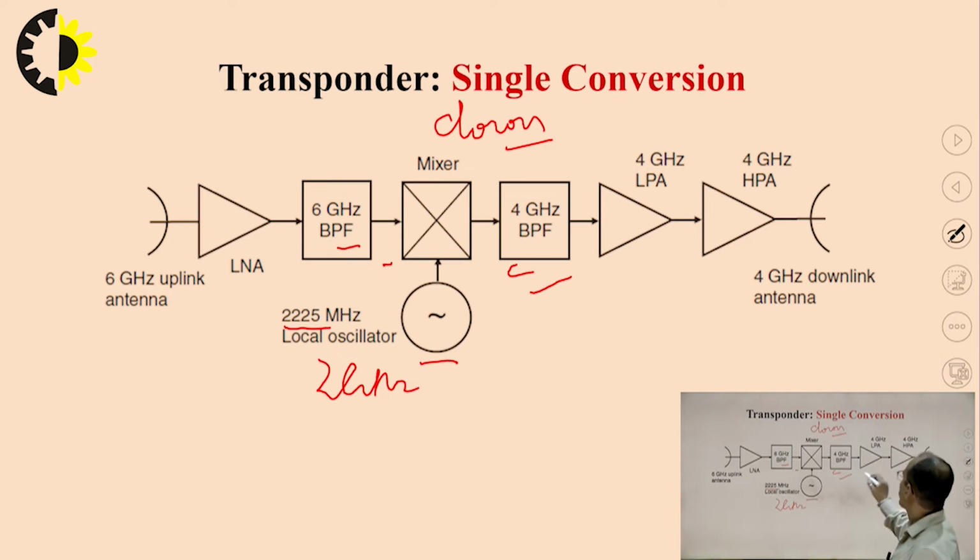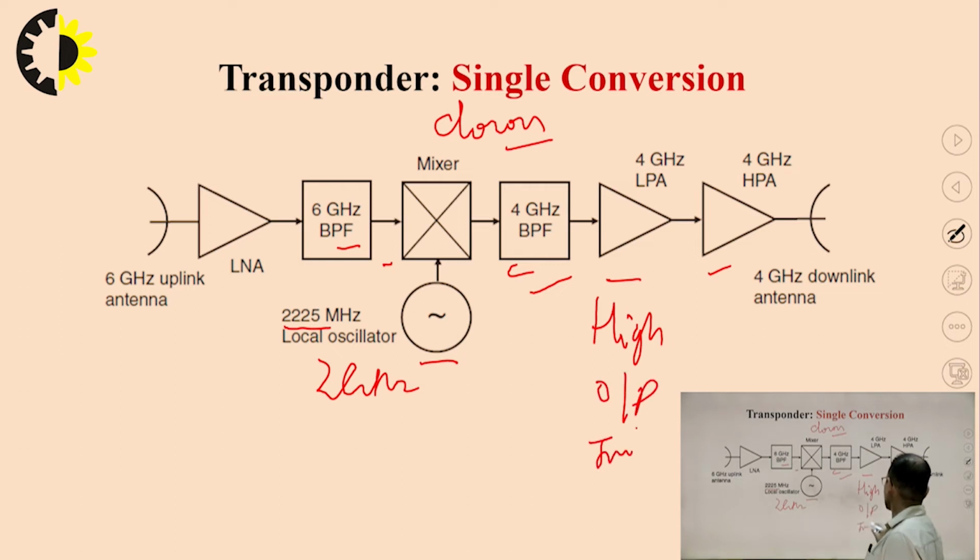Then that is applied to a 4 gigahertz low power amplifier and then a high power amplifier. This arrangement is used because the low power amplifier has high output impedance, but the high power amplifier has low output impedance, and that is required for broadcasting. So we are using a combination. Basically the incoming small signal is amplified by the low power amplifier. That amplified signal is applied to the high power amplifier, and then it will be ready for broadcasting.